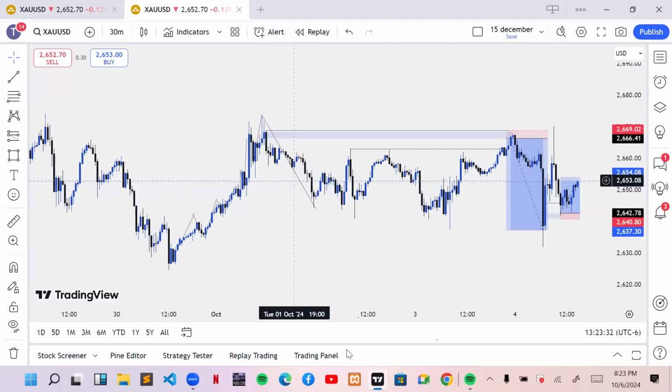Can you guys see my screen? Can you guys see my screen? I don't know what's wrong with the network, but I hope you guys can see my screen and hear me. Okay.